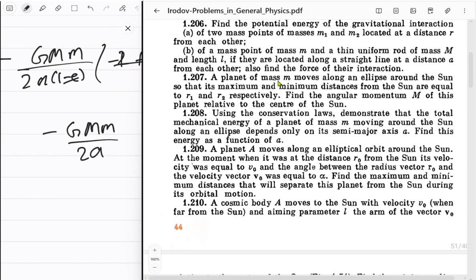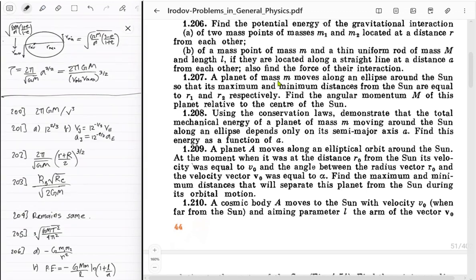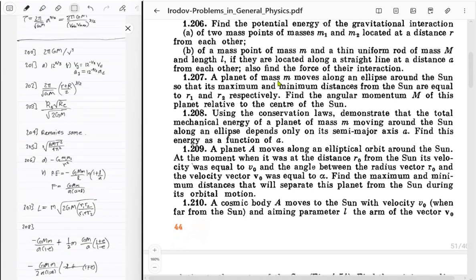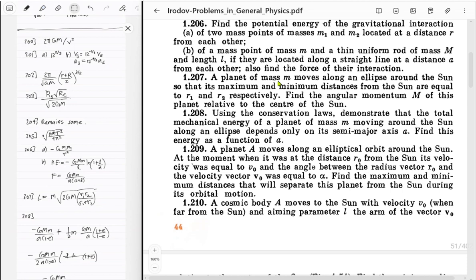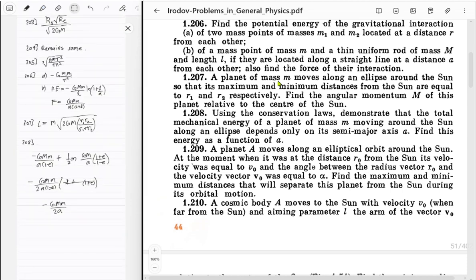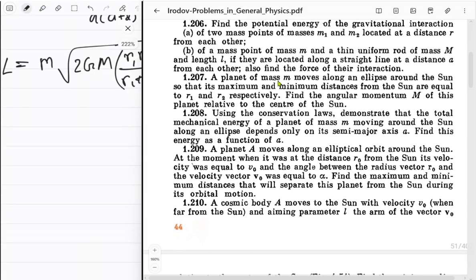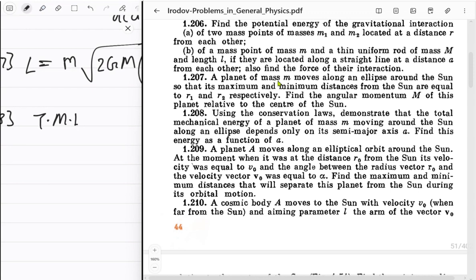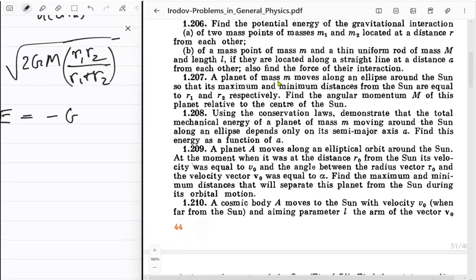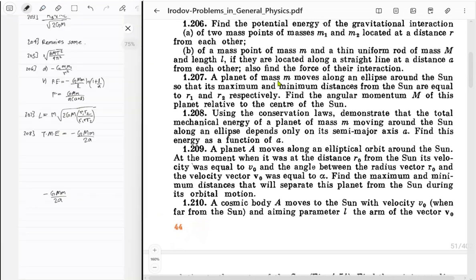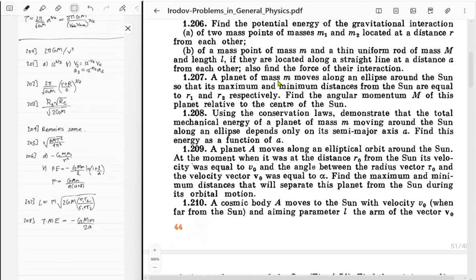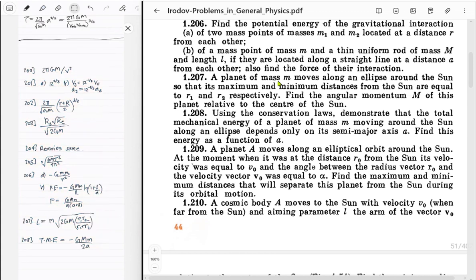Wow, that's actually a nice addition to my formula list. Energy is always just this thing. Isn't that awesome? This is to be expected, but okay. So GMm upon 2A. The total mechanical energy is just negative GMm upon 2A. I want to add this to my list of formulas so that when the time comes, I can actually use this, because it's so simple, yet it could be asked a lot of times.